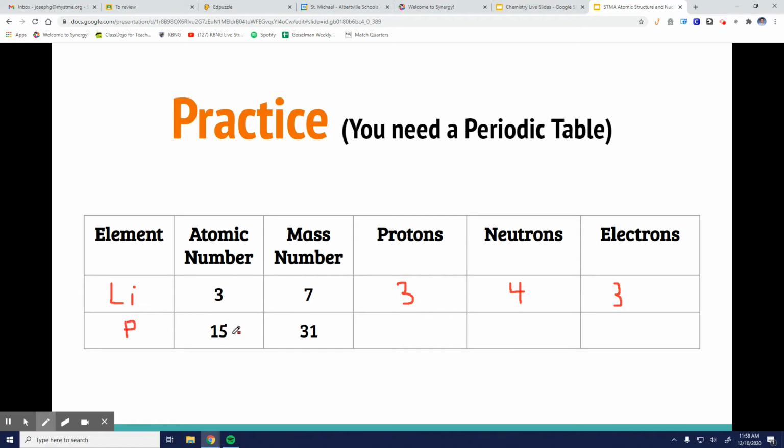Phosphorus, because it has an atomic number of 15, is also going to have 15 protons. And because it's a neutral atom, it has to have the same number of negative charges, or electrons, giving us 15 electrons. And then to find our number of neutrons, all we need to do is take our mass number and subtract our number of protons, because protons plus neutrons equals mass number. And 31 minus 15 is equal to 16. So that's how many neutrons are in phosphorus.